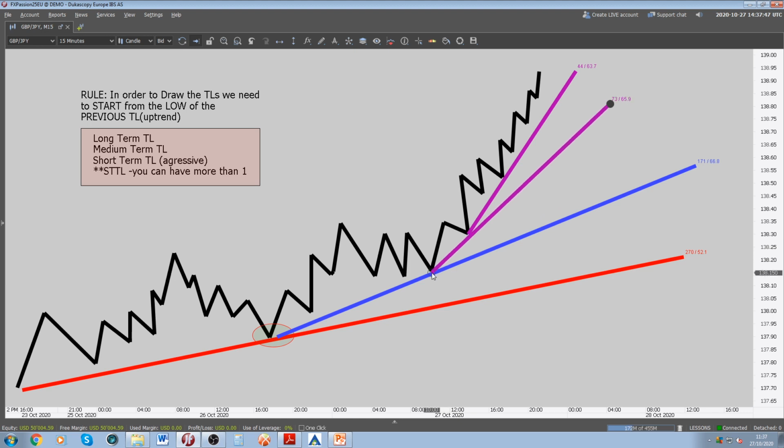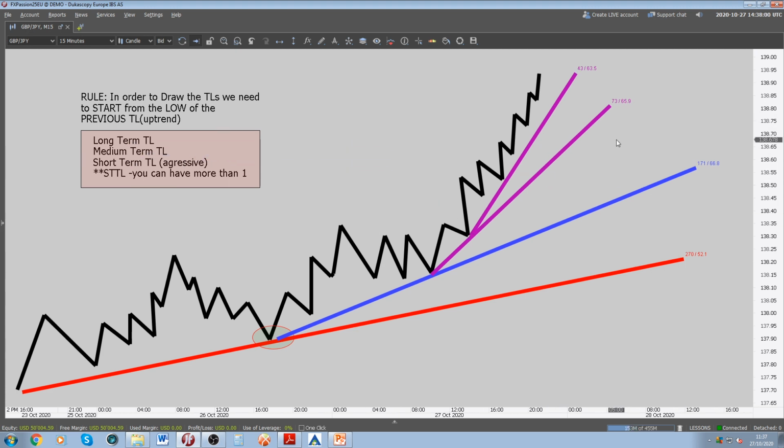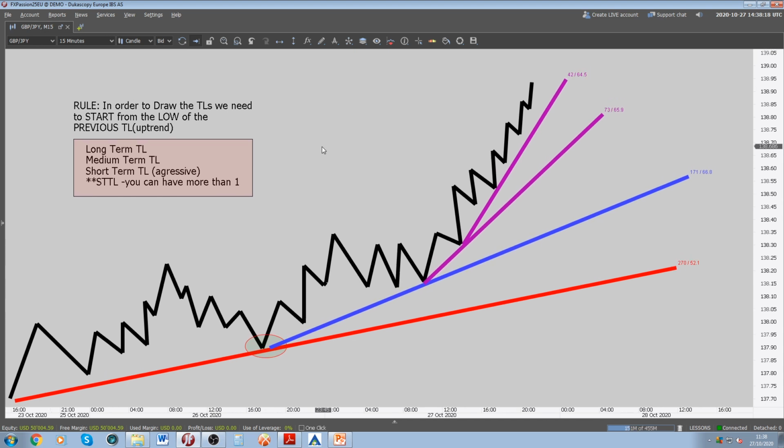Question, Passion, can a chart have more than one long term? Answer, no. It can't, alright? And the same goes with the medium. You can have more than one short term, the aggressive ones, okay, but the long term one is one. What is the chance of trend going down after breaking the aggressive trend line? Great question. The pink needs to start from the blue. Yes, everyone needs to start from the previous one, okay.